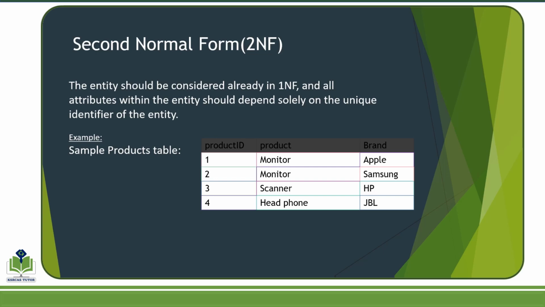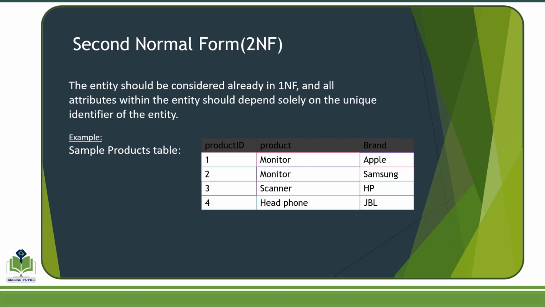For this we can see an example called the products table. In this products table we have three fields called product ID, product and brand. In product ID we have four IDs: 1, 2, 3 and 4. Similarly, in product, we have only three distinct products, but four entries: monitor, again monitor, scanner, and headphone. Here the repeated value monitor is coming. The third column, brand, has monitor of Apple brand and monitor of Samsung brand, and two more values, HP and JBL.